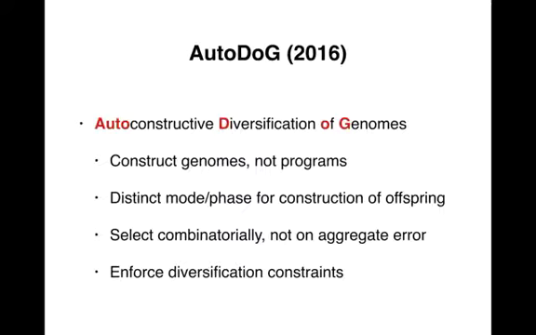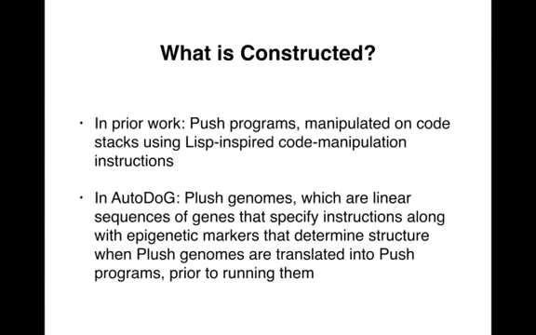So, here we are in the present, Autodog, 2016. It's different in many ways from the prior work, but these are the four highlights of how it's different. We construct genomes rather than programs. We have distinct modes, phases for construction of offspring versus problem solving. We select parents combinatorially, not on aggregate error. I'll say more about all of these in a moment, but that's an important one. And we enforce what we now call diversification constraints, and we're still experimenting with that last element.